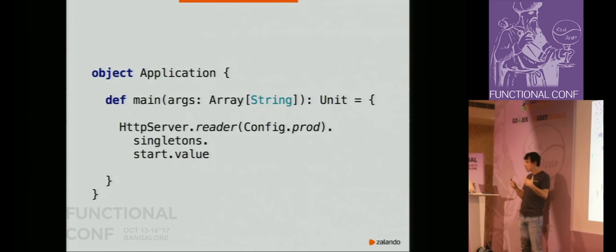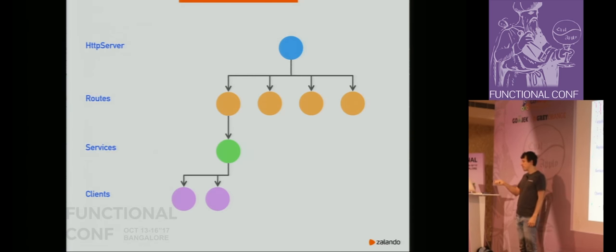So in a way, that really solves the problem of the instantiation. It's a very simple and well-known functional pattern using a reader that we can really apply in this situation to instantiate the whole application. That's nice. So this is more or less what our application looks like.